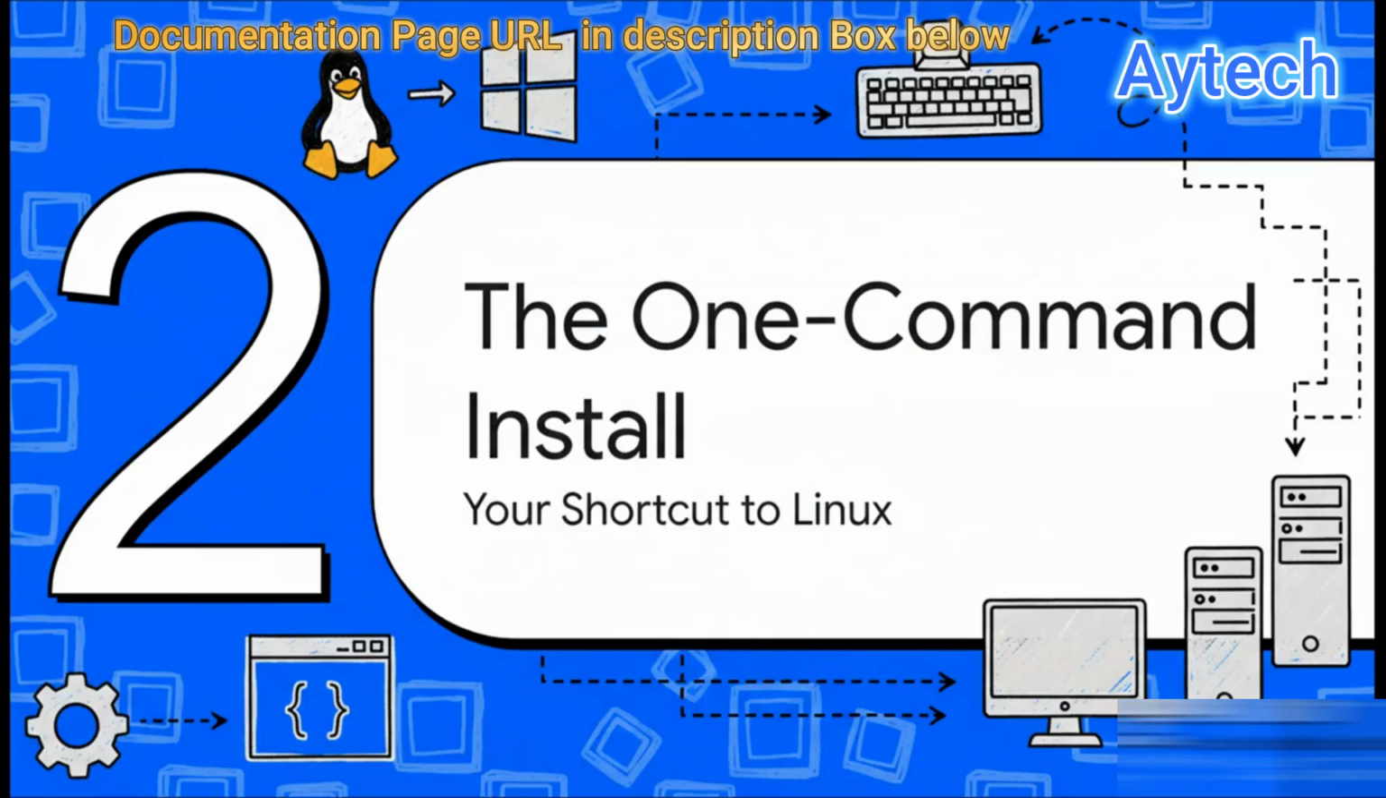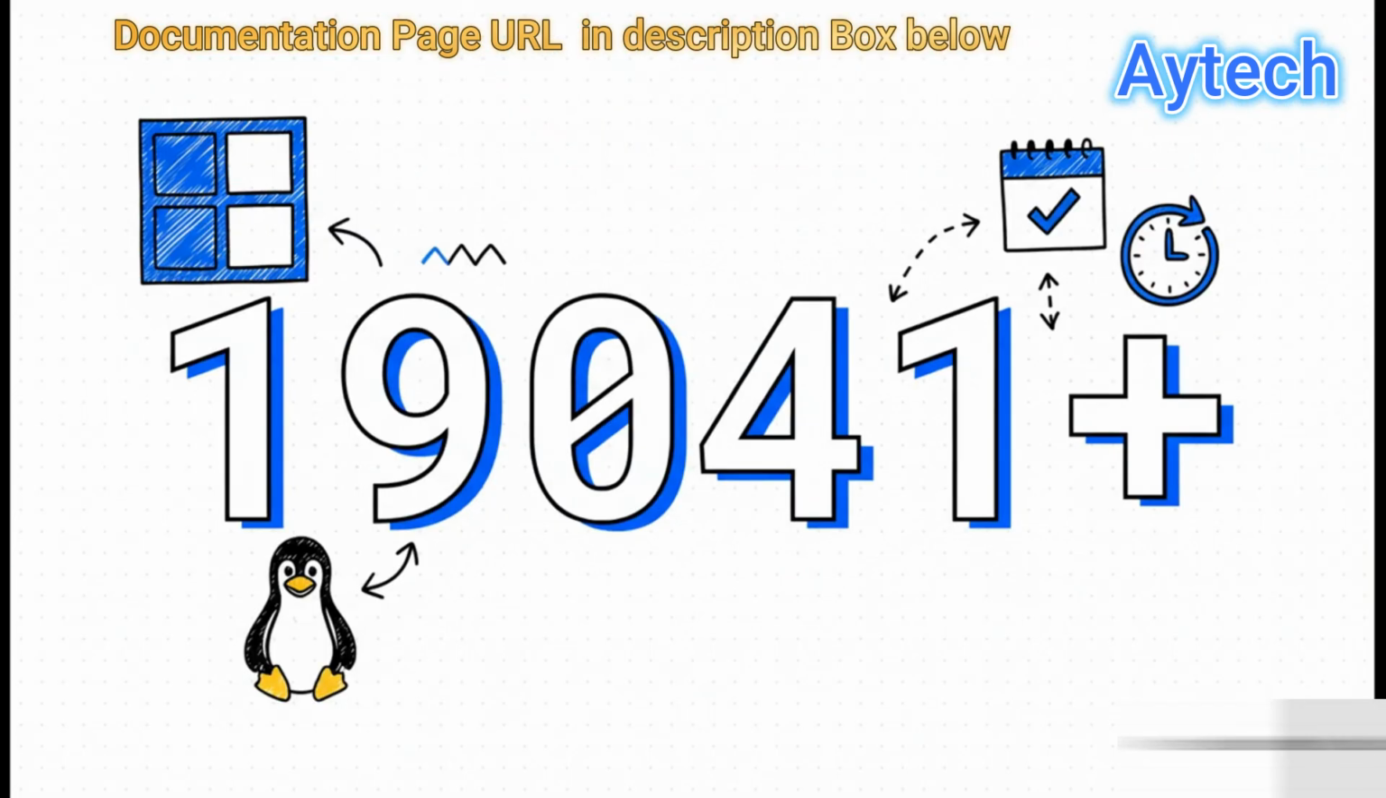All right, so you're probably sold on why this is so cool. Now for the best part, the how. And believe me when I say, getting this whole thing set up could not be any simpler. Before we get to the magic command, there is just one little prerequisite. You just need to be on a fairly modern version of Windows. We're talking Windows 10 version 2004 or newer, that's build 19041 and up, or of course any version of Windows 11. If your machine is up to date, you're all set.